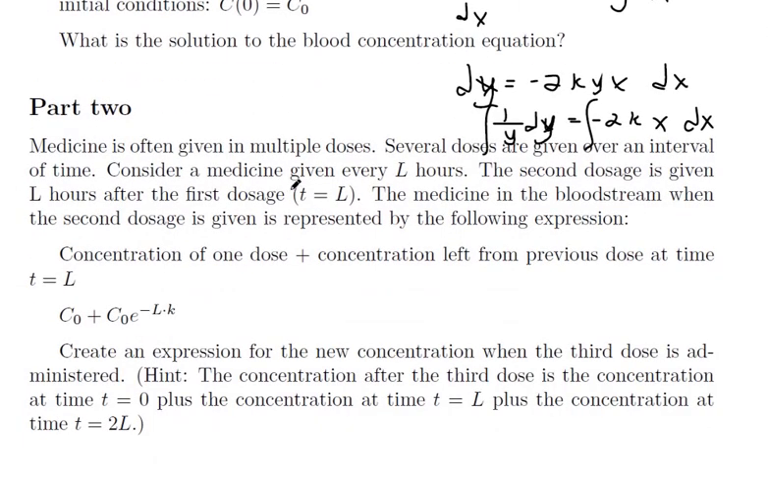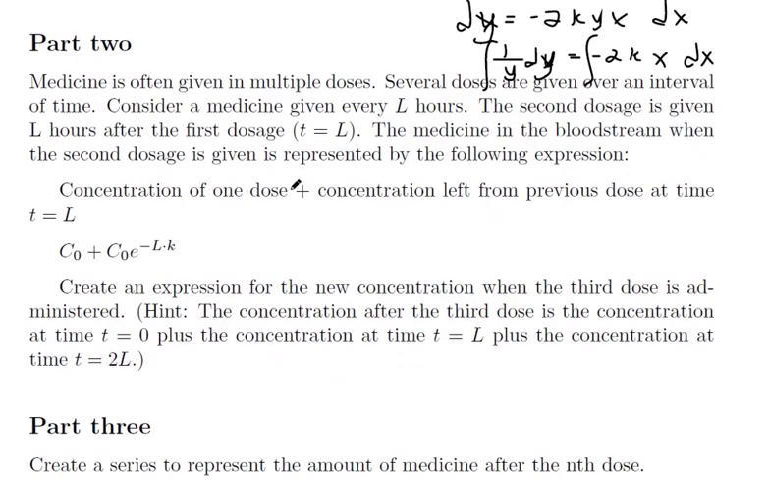So for part 2, it's saying that we're giving these doses in discrete intervals. So discrete means it's not constantly being given to this person. The medicine happens once every L hours, so maybe once every 8 hours they get a pill. Okay. So the concentration of one dose plus the concentration left over from the previous dose is written right here. This is the dose, the pill you just took. We're assuming that immediately goes into your bloodstream, even though that's a great oversimplification of the problem, right? Our liver or blood system doesn't immediately absorb it, but we're assuming the entire amount of the medicine's in your bloodstream as soon as you take it.